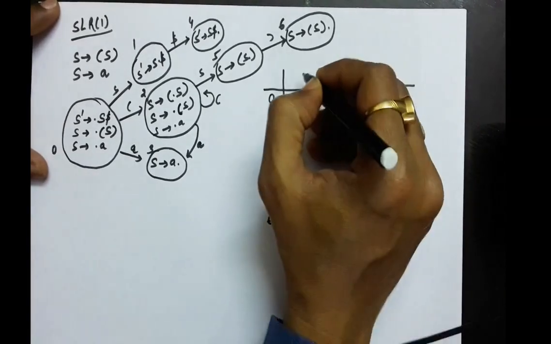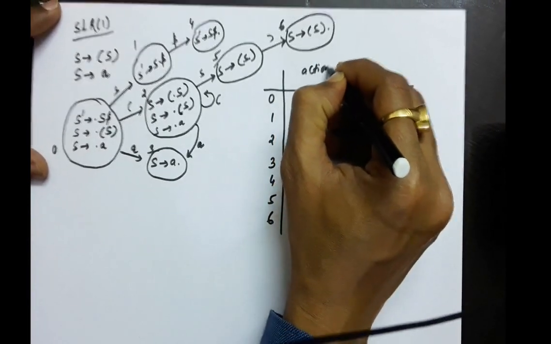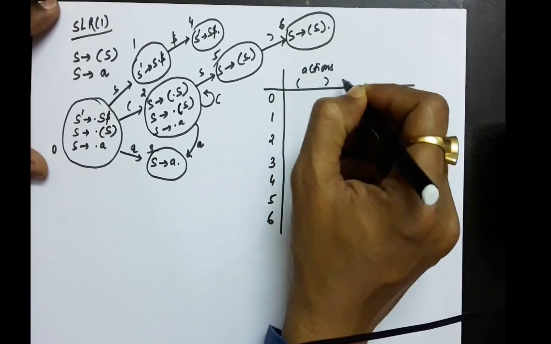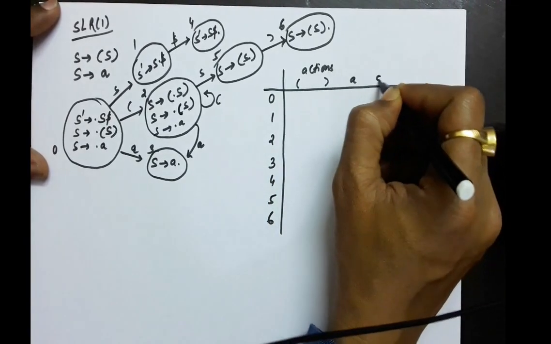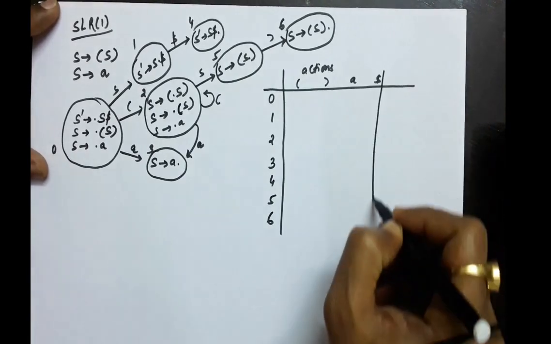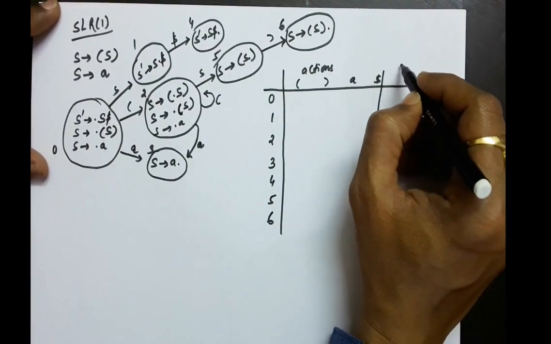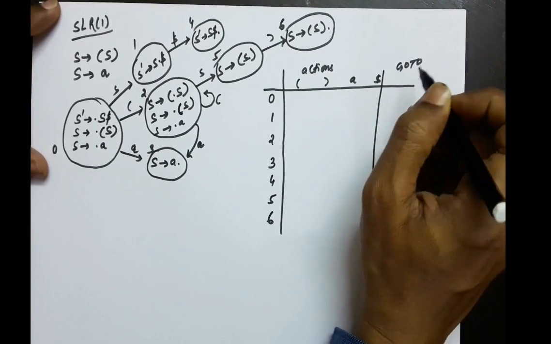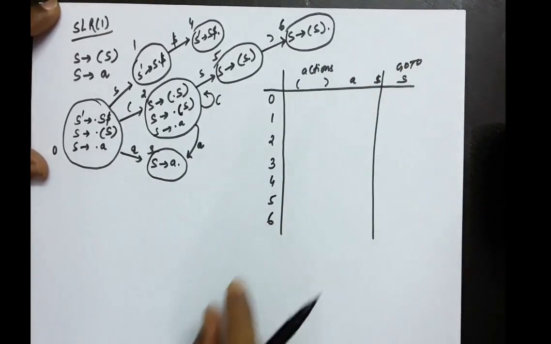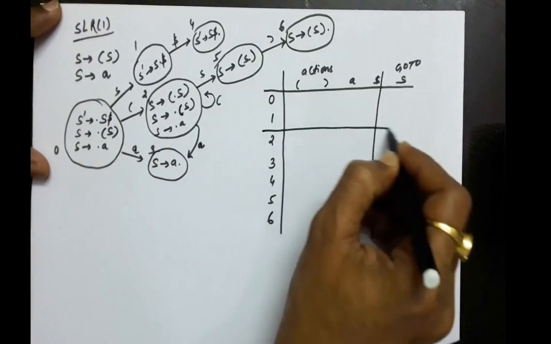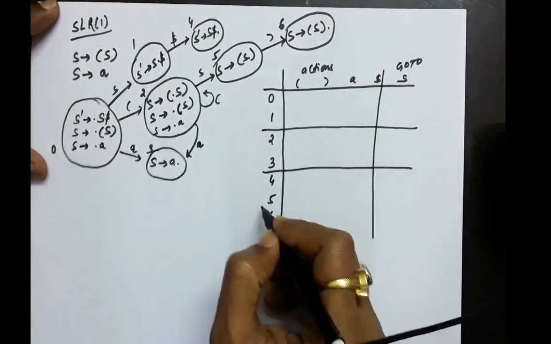Now if you make a parsing table for this, the parsing table would look like this: we have the states 0, 1, 2, 3, 4, 5 and 6, and then we have the actions here. Actions will be corresponding to opening parenthesis, closing parenthesis, a and dollar. These are the terminal symbols. And then in the goto section, there is only one non-terminal symbol, that is S. Let's make the entries in this table.